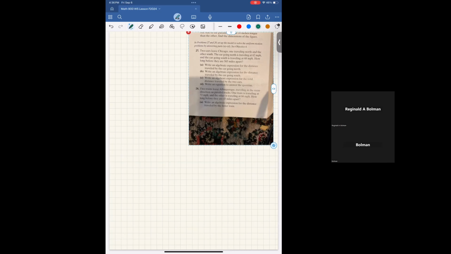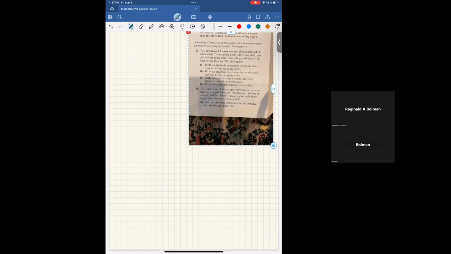The problem statement wants us to write an algebraic expression for the distance traveled by the car going north. It wants us to write an algebraic expression for the distance traveled by the car going south, write an expression for the total distance traveled by the two cars, and create an equation to answer the question. Okay, so it doesn't even apparently want us to answer the question, but I'll go ahead and show you how you might answer the question anyways if you wanted to.